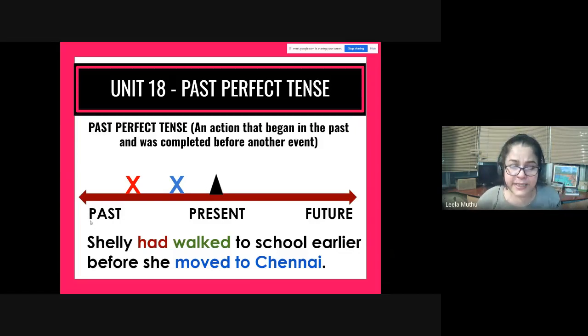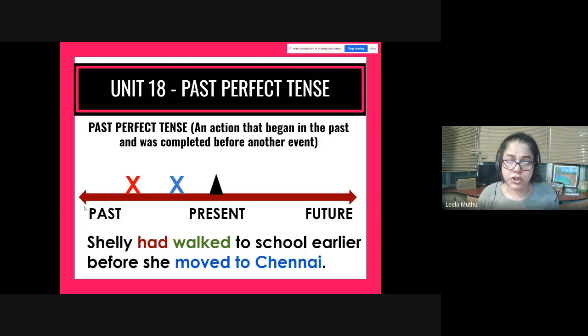So now you can see there are two X's here. The earlier action, which happened way before the next action, is shown in red, and the latest action, which happened just a little bit after that, is the next action. So we have two actions: the one in red which happened earlier and the action in blue which happened next.